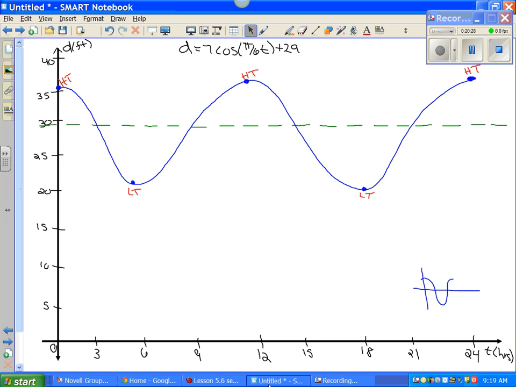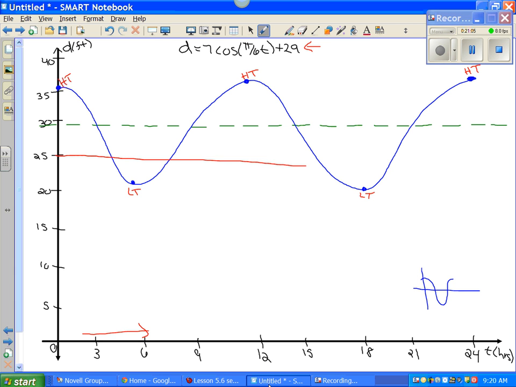I got my equation, right? That equation represents the depth of the water in the bay over time, okay? So as time increases, my depth is going to go down and up and down and up. This equation represents that depth. I'm saying that the tankers cannot be in the water when the depth of the water is 25 feet or less. Okay? I need to figure out when those times occur. So how could I graphically show that?